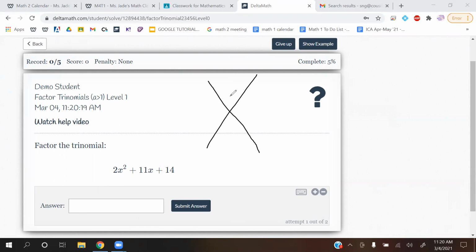Okay, so what goes on the top? You're going to take the 14 and the 2 and multiply it. So what is 14 times 2? That gives me 28. So you're going to think of two numbers that multiply to 28. And then what goes on the bottom? We have the 11, positive 11. So I want our two numbers to add to positive 11.